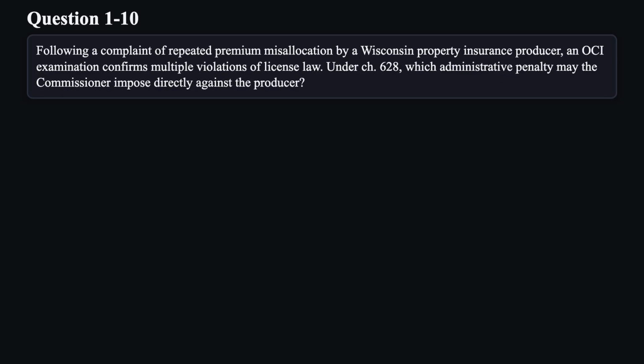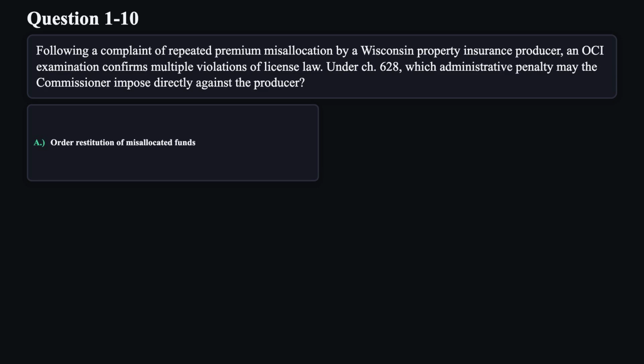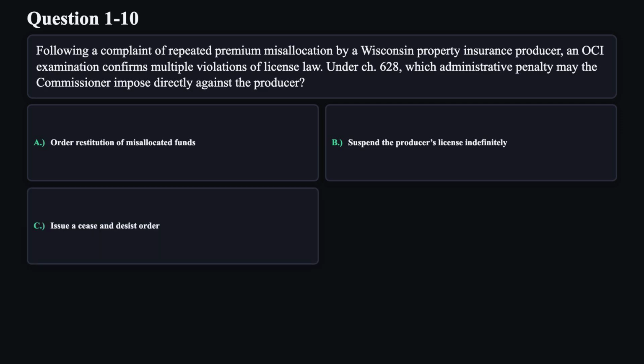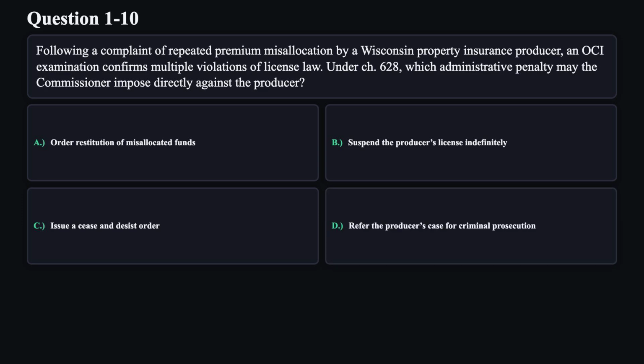Question 10. Following a complaint of repeated premium misallocation by a Wisconsin property insurance producer, an OCI examination confirms multiple violations of license law. Under Chapter 628, which administrative penalty may the Commissioner impose directly against the producer? A. Order restitution of misallocated funds. B. Suspend the producer's license indefinitely. C. Issue a cease and desist order. D. Refer the producer's case for criminal prosecution.